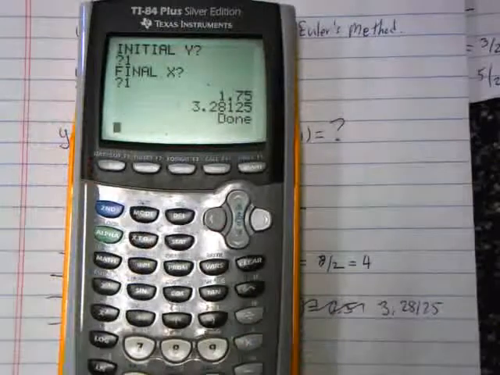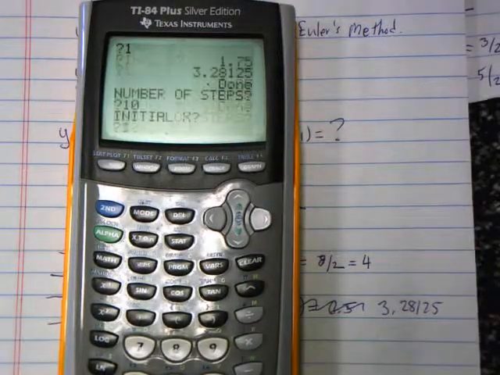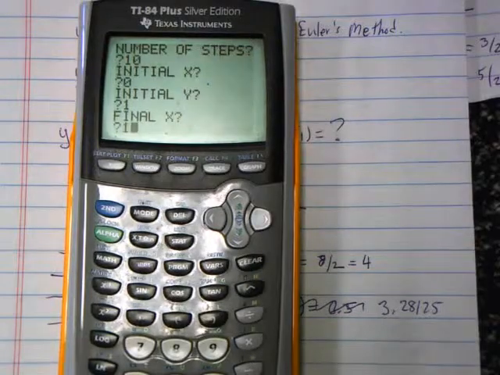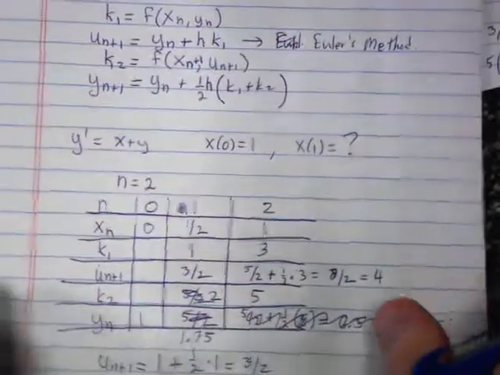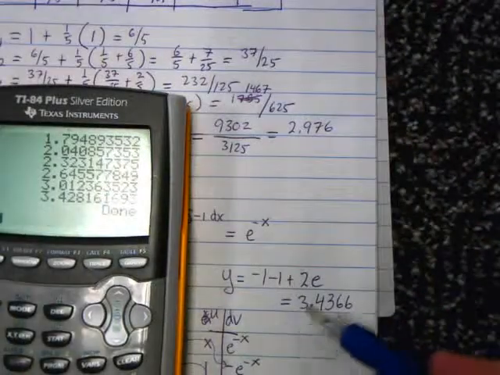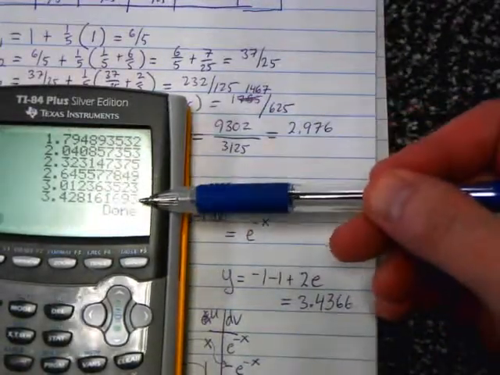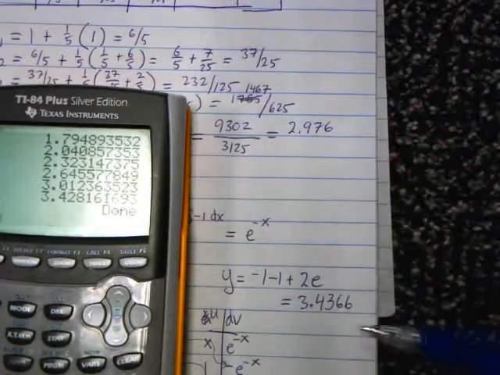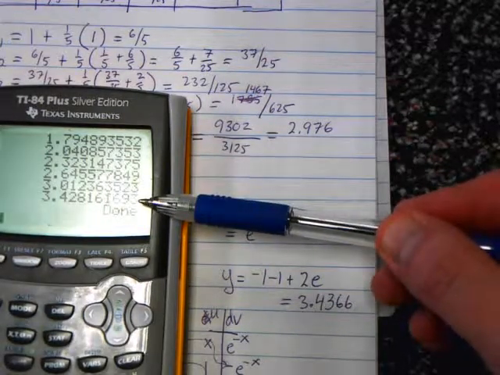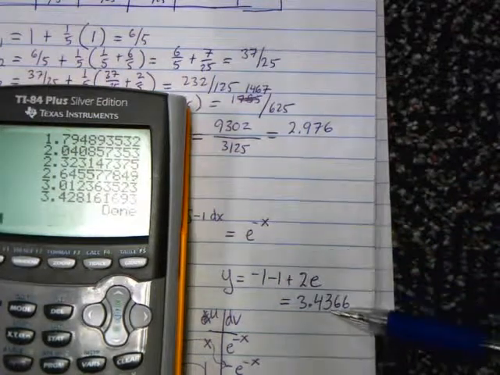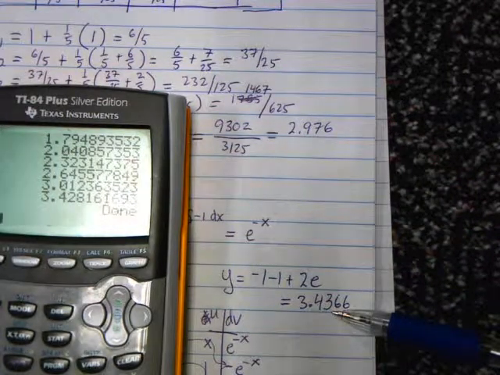It took us 100 steps to get to that. So that would just be doing 10 steps of the Euler's improved method. We would get 3.428. What was the exact answer supposed to be? 3.4366. So in doing only 10 steps of the Euler's improved method, I'm closer than when I did 100 steps of the Euler's regular method.